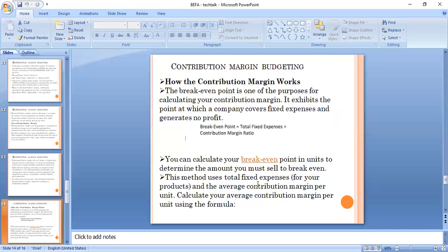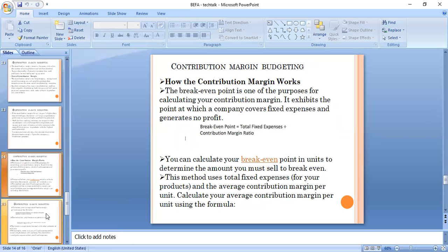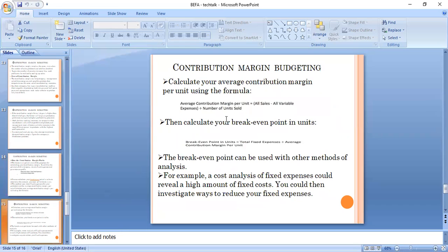This method uses total fixed expenses for your products and average contribution margin per unit. Calculate the average contribution margin per unit using the formula: average contribution margin per unit equals all sales minus all variable expenses, divided by number of units sold. Then calculate your break-even point in units. Break-even point in units equals total fixed expenses divided by average contribution margin per unit.